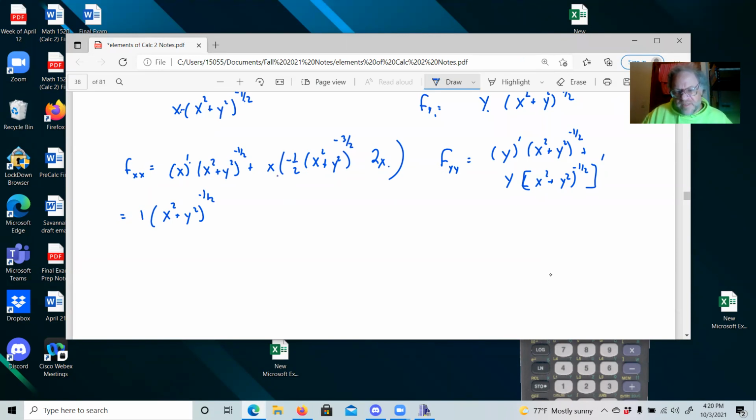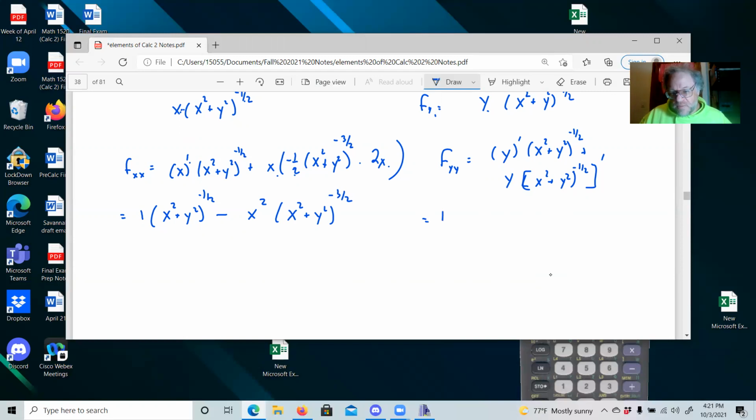Let's put some stuff together here, right? So we're going to have a minus. We have 1/2 times a 2, so that's going to go out. We have x times x, that's x squared. And then here we have x squared plus y squared to the negative 3/2. Okay, Fyy is going to look a lot similar to this.